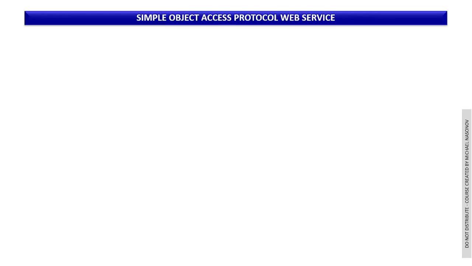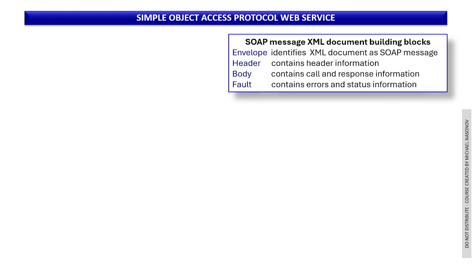Now, let's review the Simple Object Access Protocol web service. SOAP message XML document building blocks. There are 4 of them: envelope, header, body, and optional fault. Envelope identifies the XML document as a SOAP message. Header contains header information. Body contains call and response information. Fault contains errors and status information. Let's take a look at SOAP message request and SOAP message response.